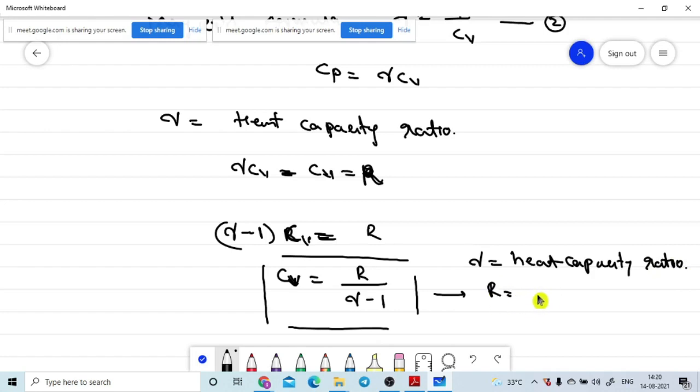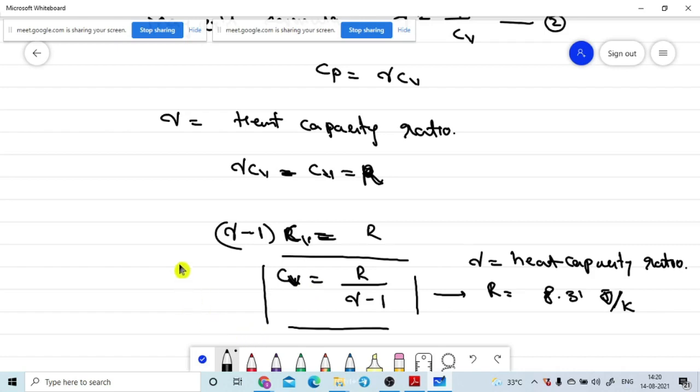8.314, 8.314 I think. 8.314 or 8 point something they will give. 8.3 joule per mole Kelvin, sir. Okay, joule per mole Kelvin. This is the value for R. With the help of this, you can easily find out the Cv value of the given substance.